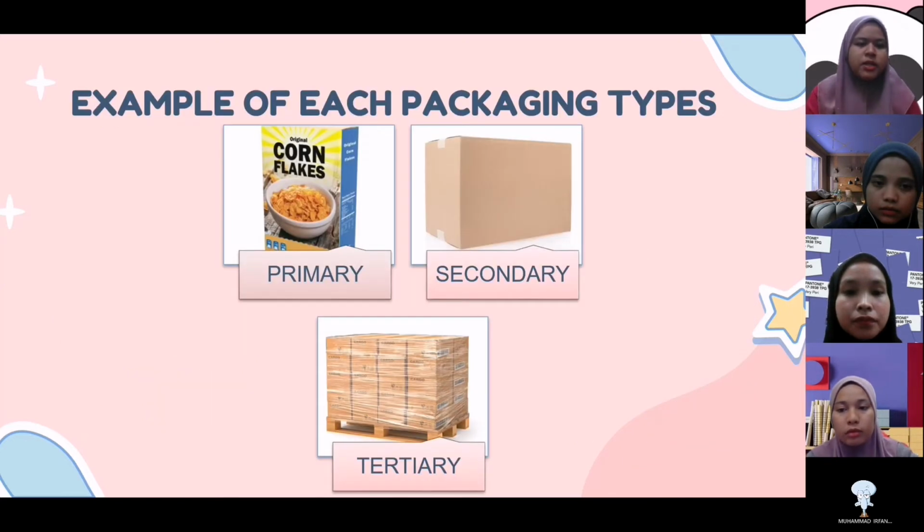So this is the example of each packaging type. The first image is primary, the second image is secondary, the cardboard box, and lastly is tertiary.